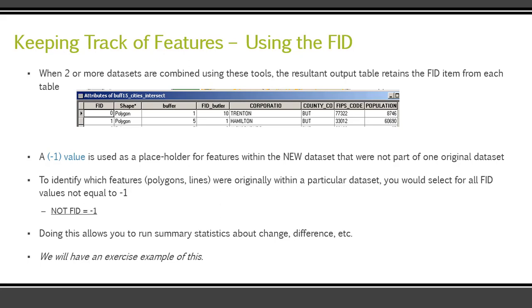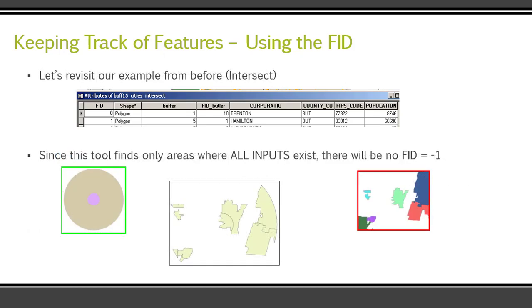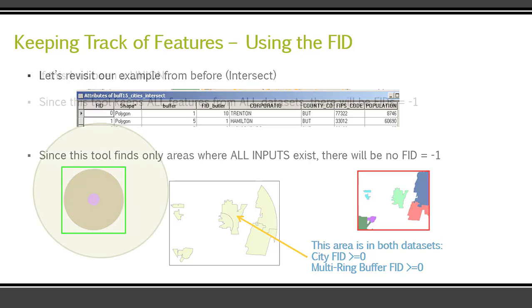So when we are looking at a data set of intersect, we should not see any -1s, right? Because all of our output polygons are representations of areas that exist in all of our inputs. So all of our FID values across all of our table records should all be greater than or equal to 0. They should be a positive value, because there's no need for a placeholder saying, this area didn't exist in our buffer or didn't exist in our cities data set. But let's pretend, and this is the little reminder there, that area is in both data sets, meaning that the FID values will be a positive value. There's no need for that negative placeholder.